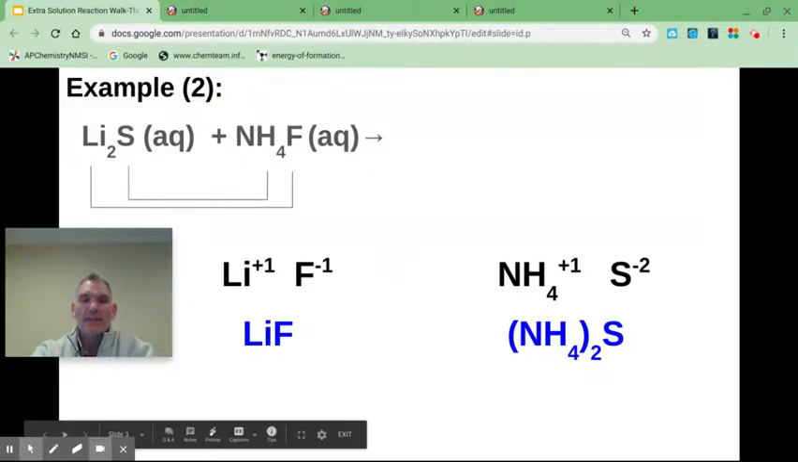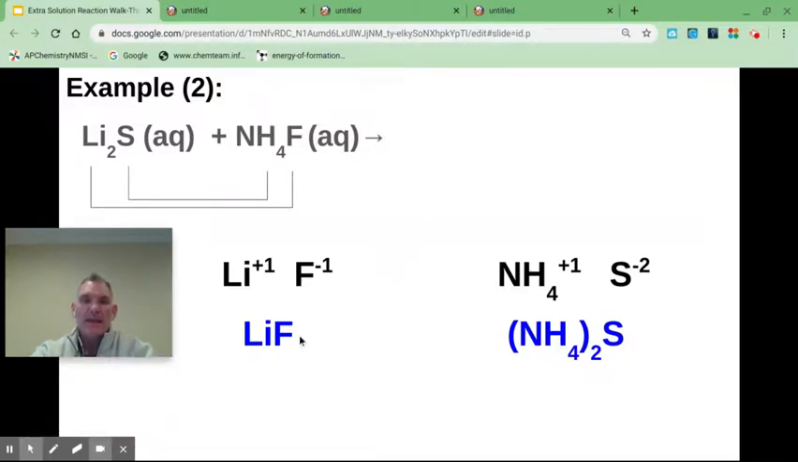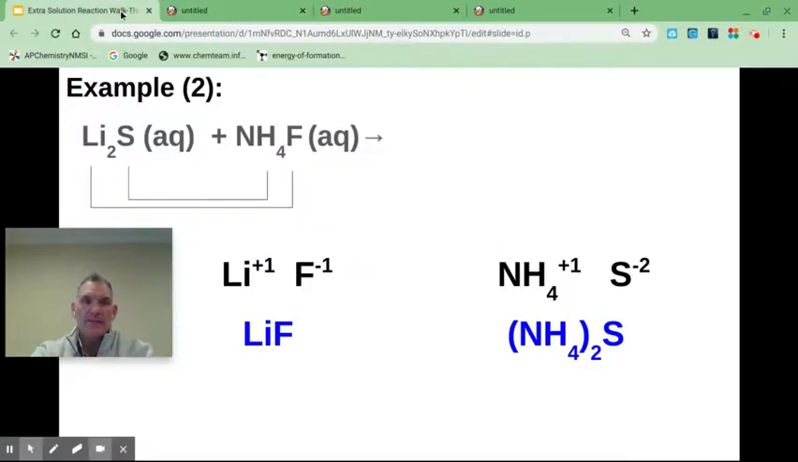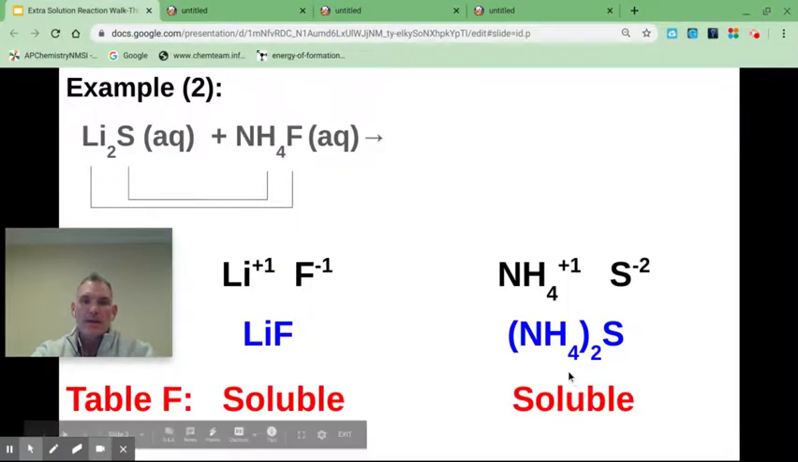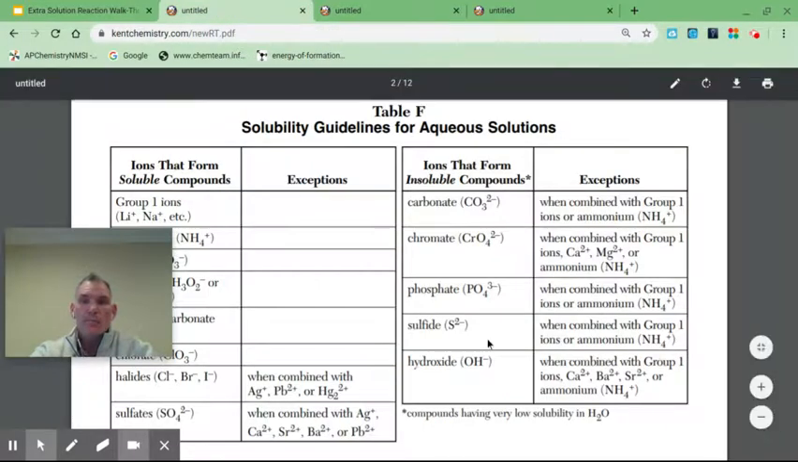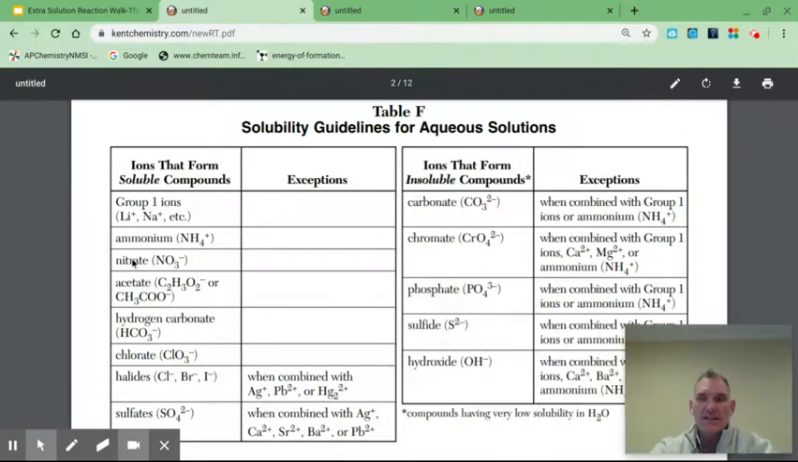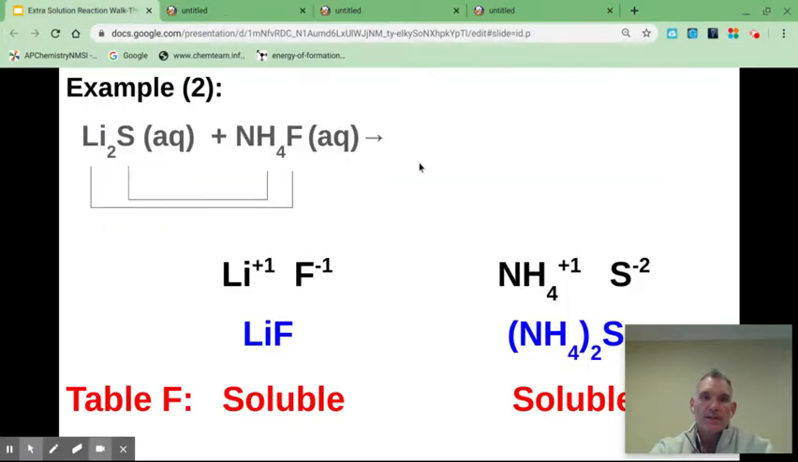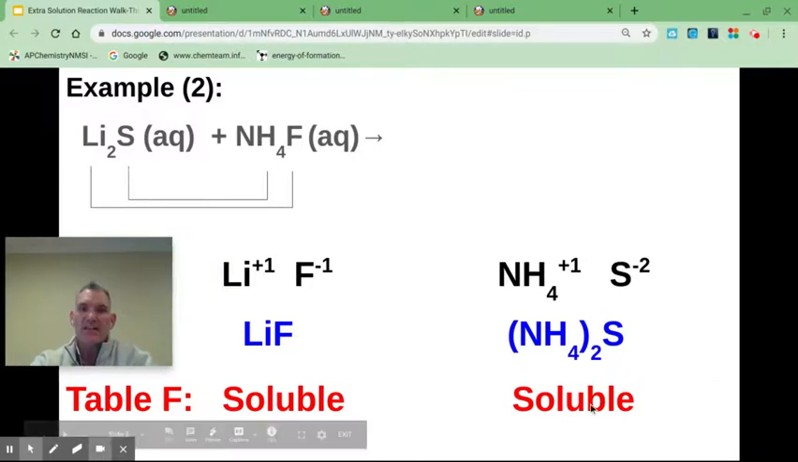Now I need to go to table F to find out if it's soluble or not. LiF, notice Li is the first thing. It's always soluble. So that one's an easy one. That's going to be soluble. NH4 and S, if I go to my table F, S is right here. It tells me that it's insoluble except with group 1 or NH4. Well, guess what? It has NH4, so it changes it to making it soluble. But also, this one actually shows up on this side as well. NH4 is always soluble. So here, I get 2 soluble items.